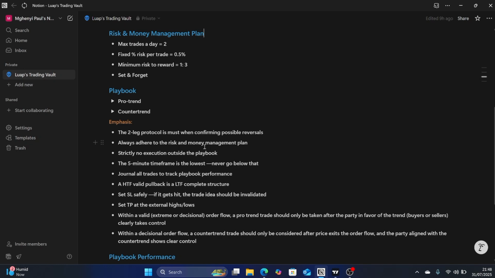Because if you just write these things but you don't follow them, then what's the need of writing them? They're just there without any implementation. You need to rigorously follow them. Then of course set and forget, and there are other rules, the psychological guidelines. Of course, always monitor the economic calendar. When you wake up, before you get into the market, the first thing, check the economic calendar.